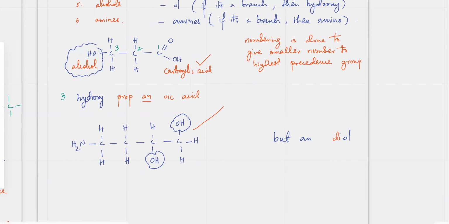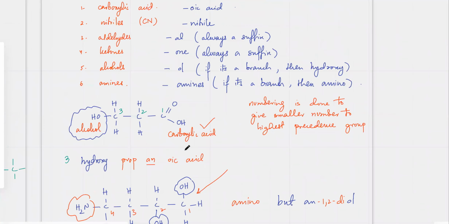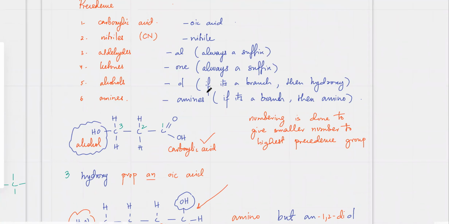And you're going to count from the side that gives the lower number to the higher precedence group. So the OH groups need to be given a lower number. So this one would be 1, 2, this is 3, and this is 4. So this would be 1,2-diol. And this NH2 would now be known as your amino group, and that would be considered a branch. Remember we wrote this: if you're not naming it after amines, then amine is considered a branch.